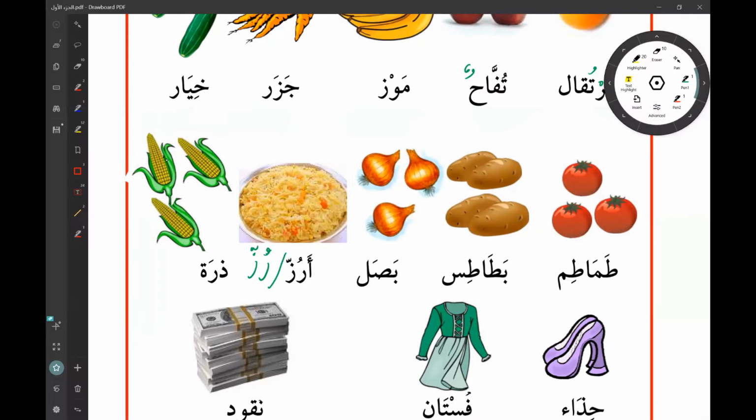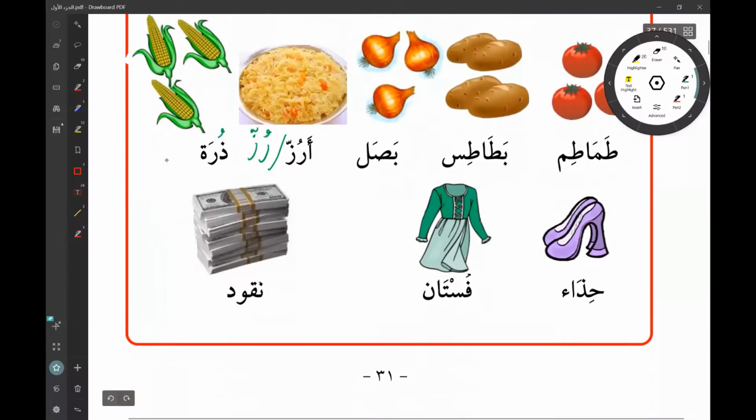Then we have dhura. Dhura is corn. Then we have hidha, which is shoe. Okay, and we have fustan, which is dress. And then we have nuqud, which is money.